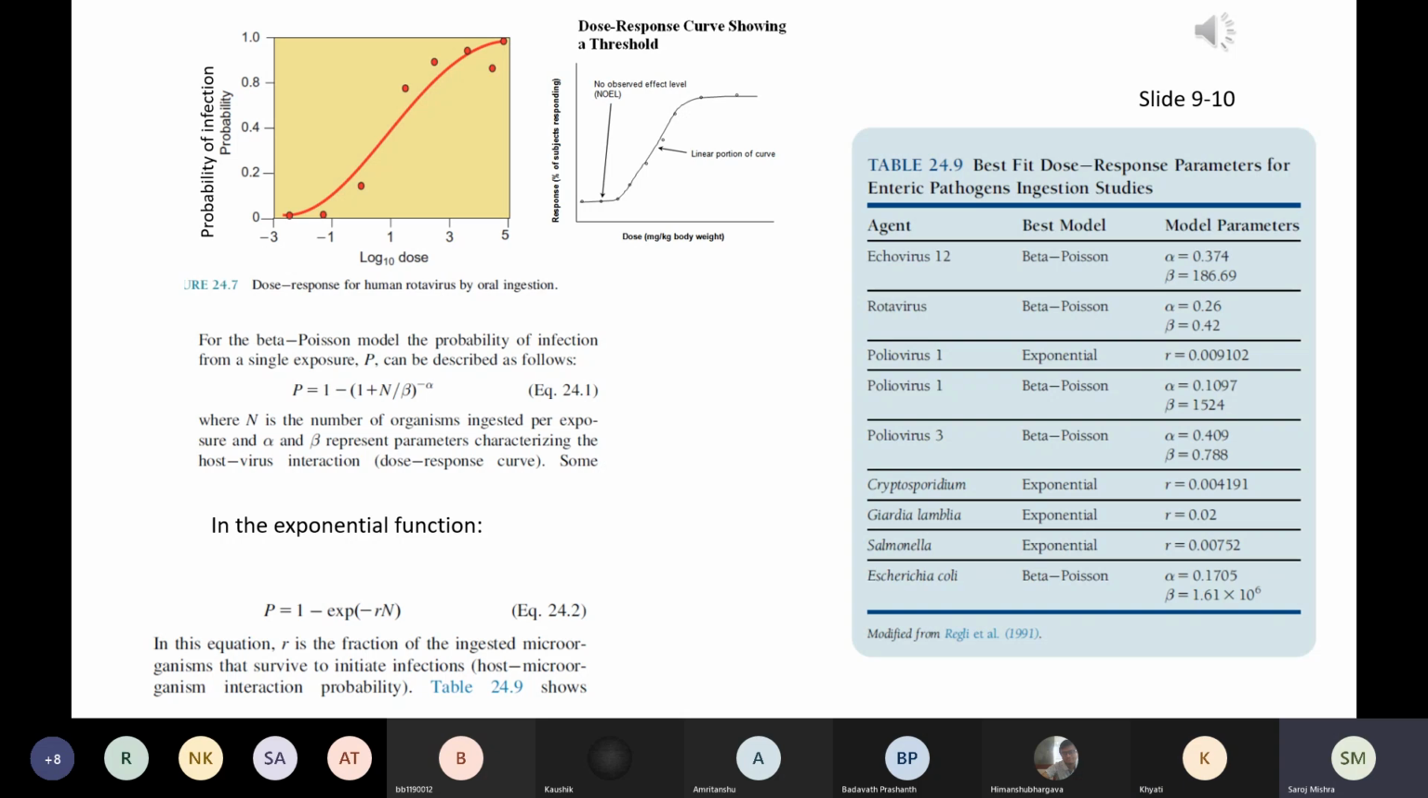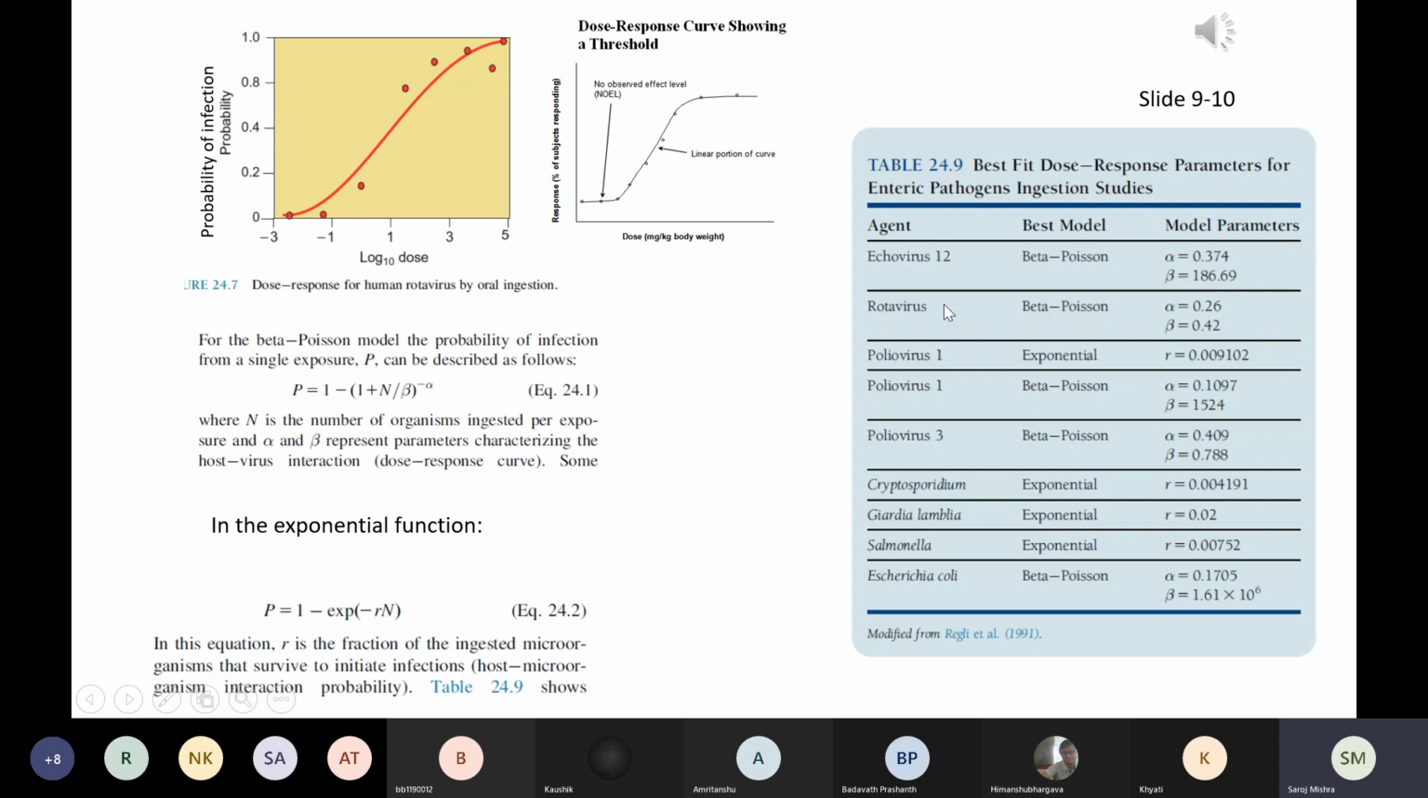Okay, so from the dose response curve, in other words, you need to know what kind of distribution it is following, because there are only two types which have been observed. In this table are given, for example, if a person is exposed to echovirus 2, echovirus 12, and there is a certain level of exposure, then the dose response curve has been seen to follow a beta Poisson distribution with the model parameters alpha and beta, which are derived from the distribution.